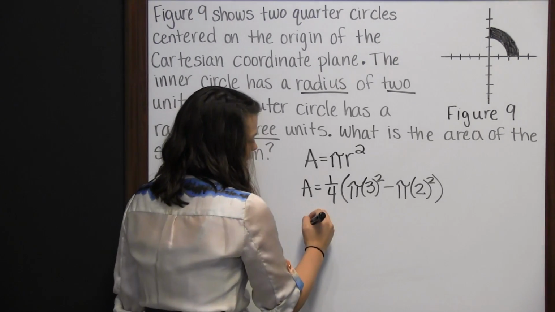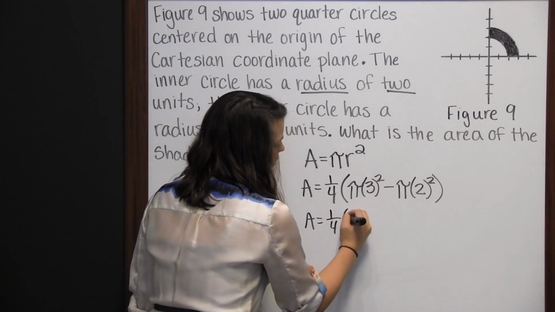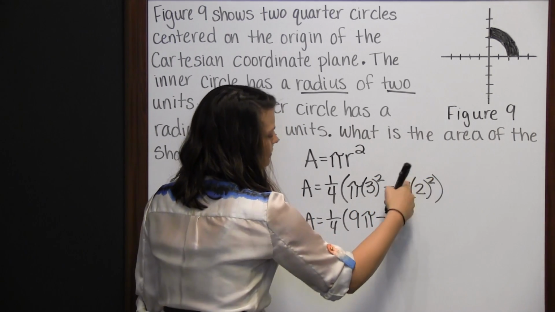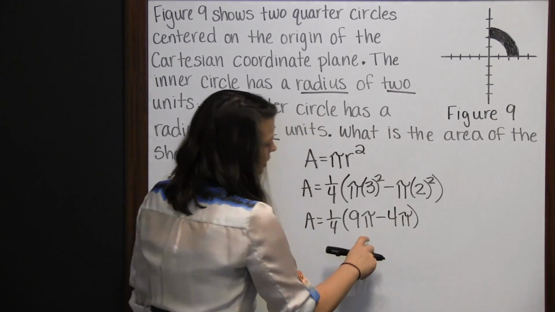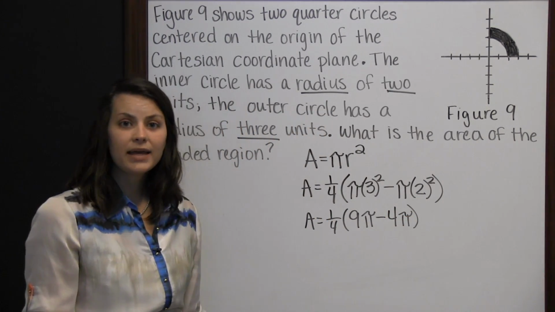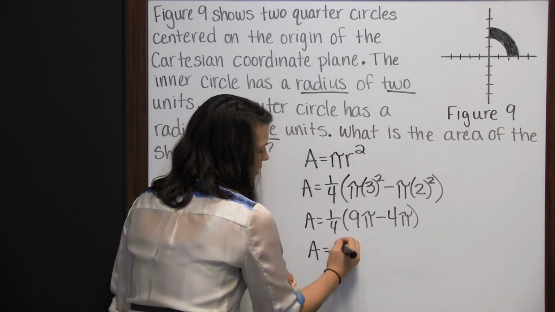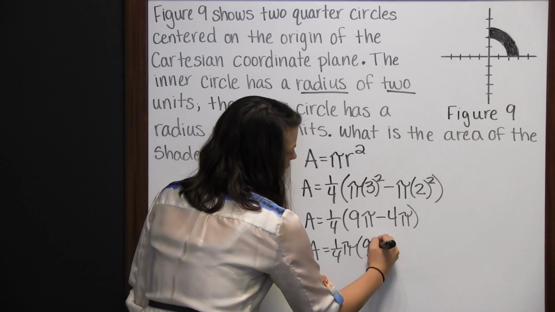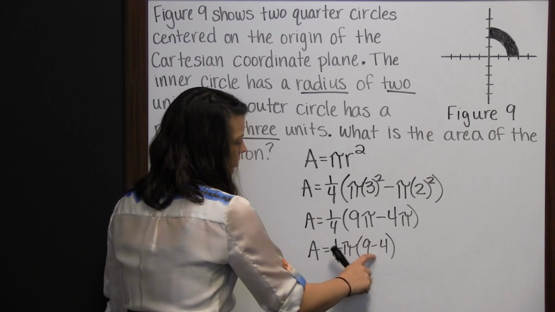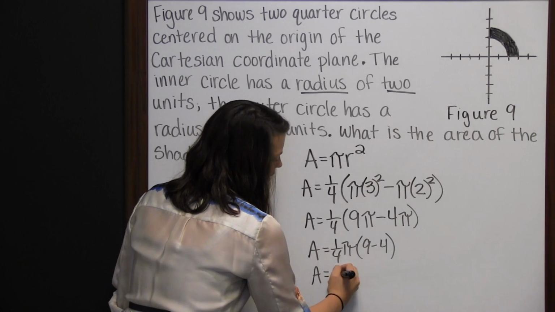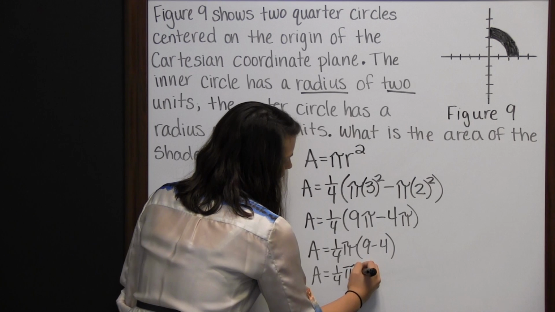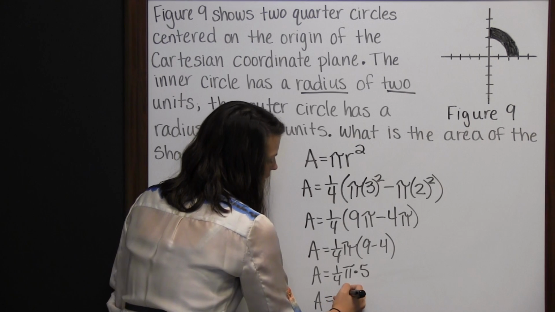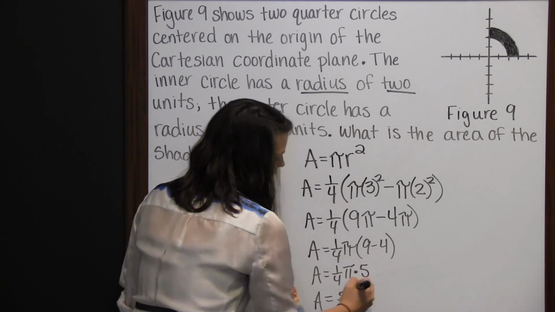And now let's simplify that. So we get area is 1/4 of 3 squared is 9, so 9 pi, minus 2 squared is 4, so 4 pi. Now since each one of these terms has a pi in it, we can factor the pi out. So we get area equals 1/4 pi times the quantity 9 minus 4. And then we can simplify 9 minus 4, so we have area equals 1/4 pi times 5. And 1/4 times 5 is 5/4, so that's 5/4 pi.